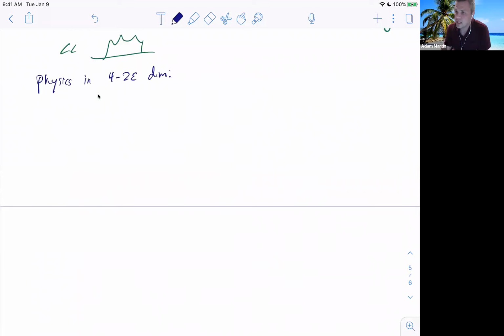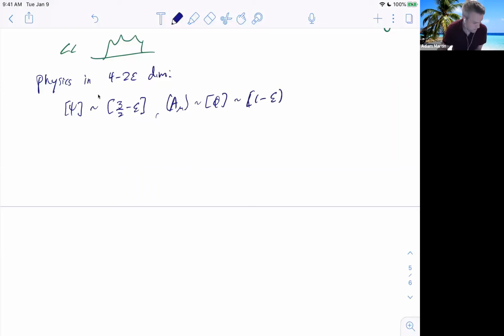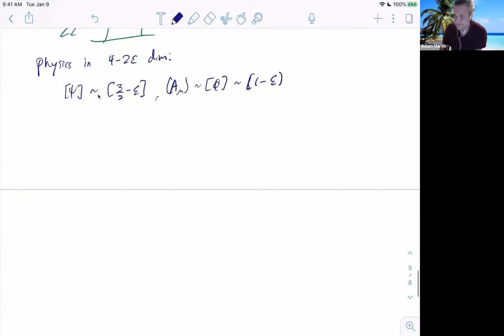If you have just changed the dimension of space-time, you will change the scaling dimension of fields. So now fermions scale as 3/2 minus epsilon. Gauge fields and scalars now scale as 1 minus epsilon. Okay? Just a fact of life. So now if I look at some action, it's going to have d^(4-2epsilon)x. It might have some term like psi bar gamma mu psi A mu, and here's our good old electromagnetic coupling.